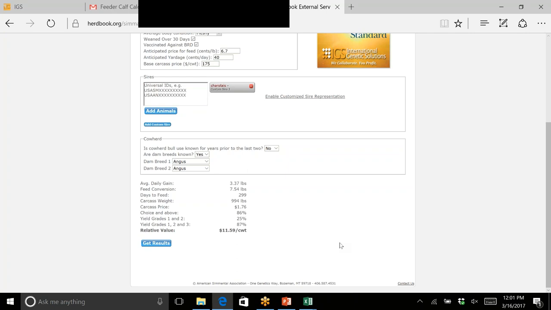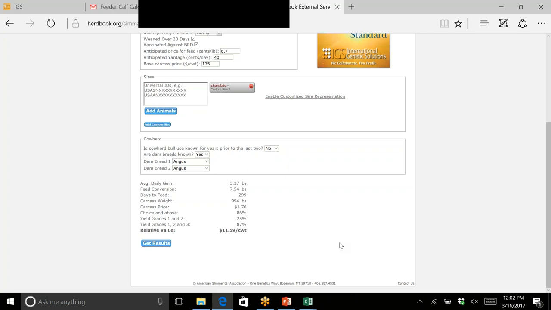So herein is the relative value of that particular bull. You can see pretty clearly the breed assumptions are still doing a few things that we know need to get better. We're not going to feed these cattle 300 days or 299 days. The feed conversions get a little poor on these. Well, they don't get a little poor, they get fairly poor, again because they're going too far, carcasses that are flirting with 1,000 pounds.